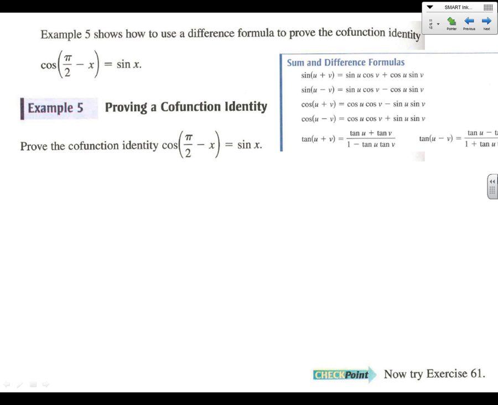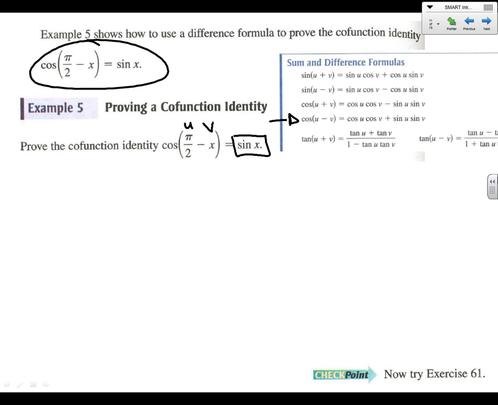All right, so now we have this cofunction identity. This is in our notes, and we're just accepting it up to now, but now we're going to prove it. So we're going to use our sum and difference formulas to prove it. So this is a cos minus. This is our u, this is our v. Let's plug it in and see if we can simplify down to sine x.